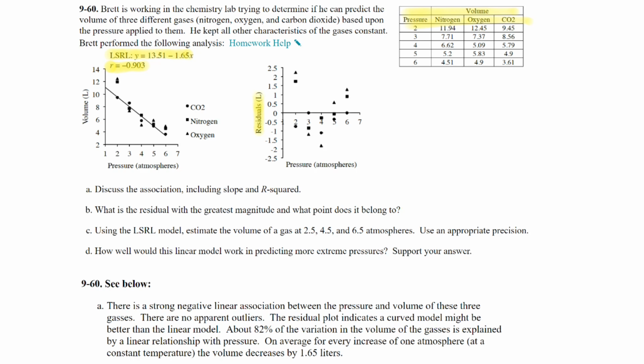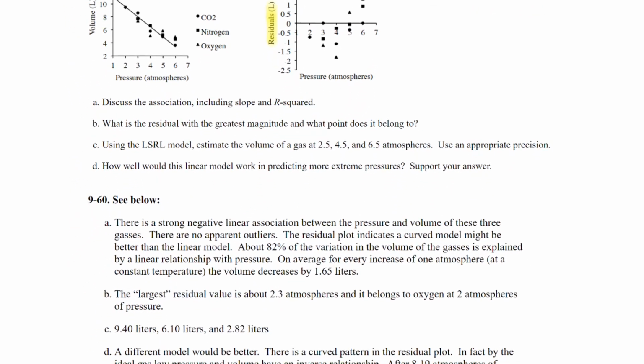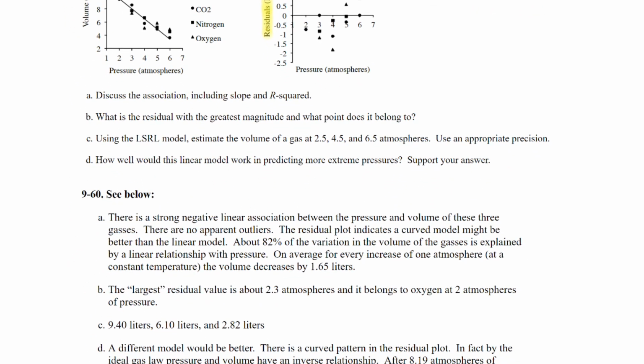So on part A, it says discuss the association, including the slope and the R squared value. So I went ahead and once again, instead of trying to type all this out, I went ahead and just took the answer key so you guys could see what the answers were. So if we're going to discuss the association, we got to discuss the strength. So there is a strong negative linear association between the pressure and the volume of these 3 gases.